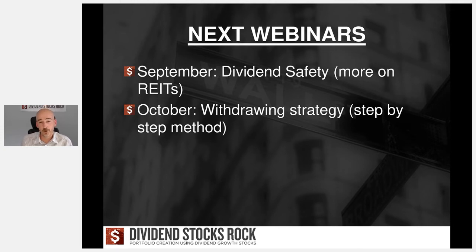And then in October, we're going to discuss withdrawing strategy, because it's one thing to build a portfolio. It's nice, it's solid, it goes through the market crash, but then you want to make sure that you know how to withdraw that money. We're going to discuss a little bit of tax efficiency as well. I'm not an accountant, but I'm going to give you a few tips on where to look and how to get the best strategies for that.